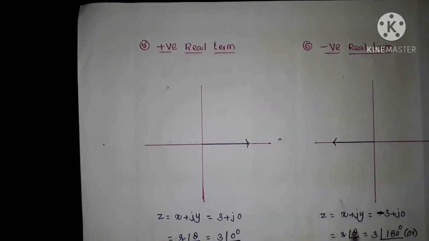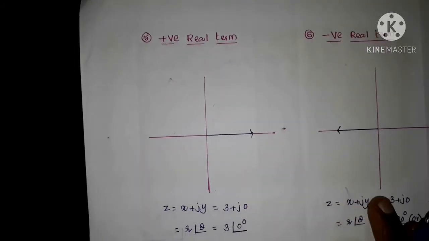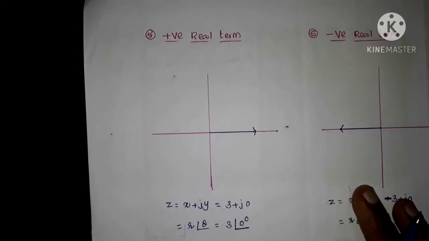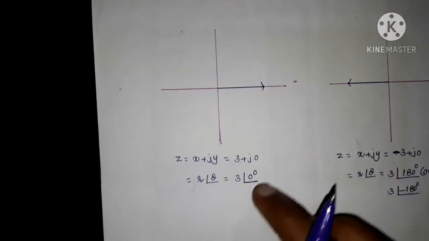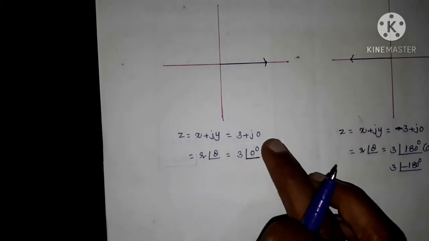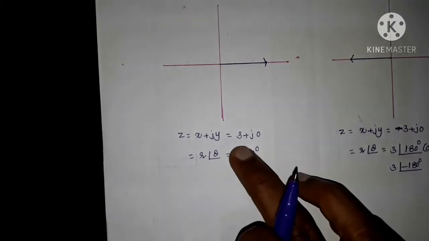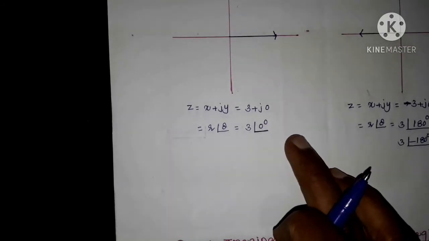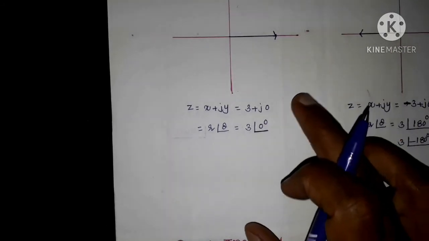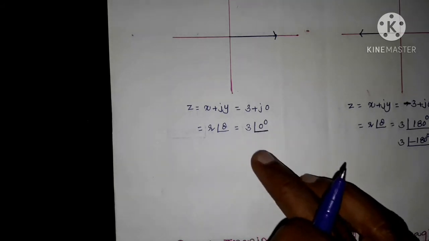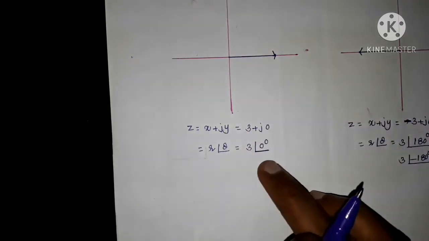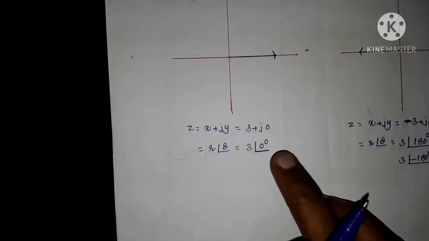So similarly, the fifth case is a positive real term, which means there is no imaginary term. So this is a positive real term, which means x has some non-zero value and y is 0. At that time, what are r and theta? As y is not there, y is equal to 0, so it becomes 3 at an angle of 0. So the resultant is 3 and the resultant is making an angle 0 with the reference.